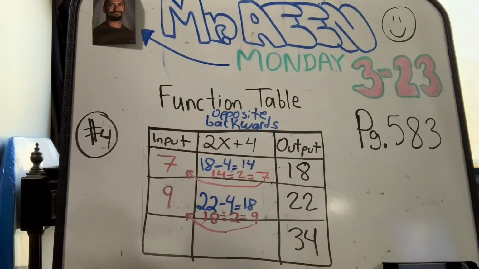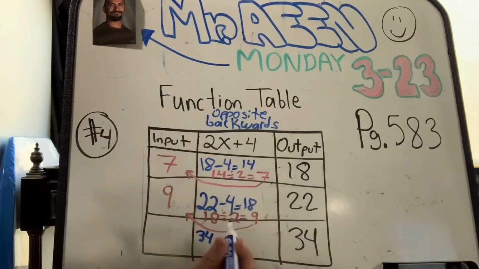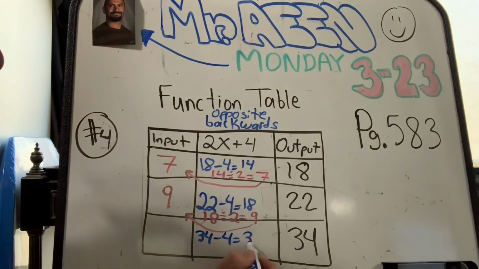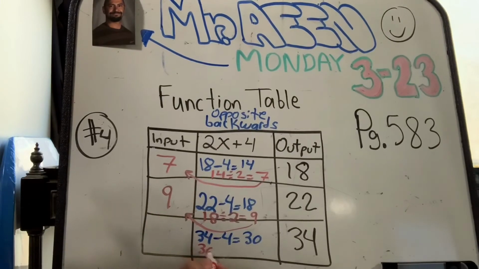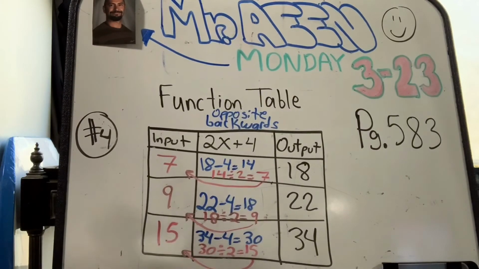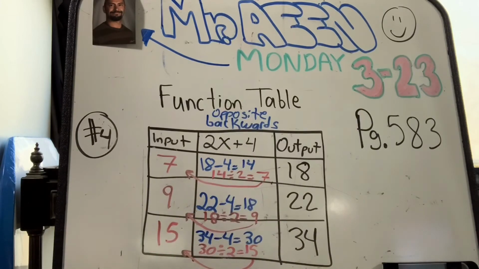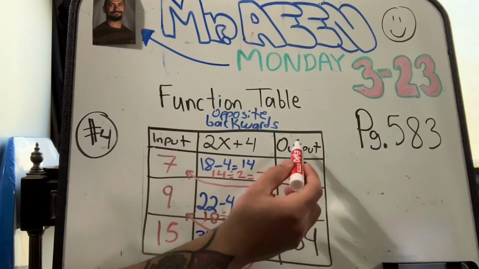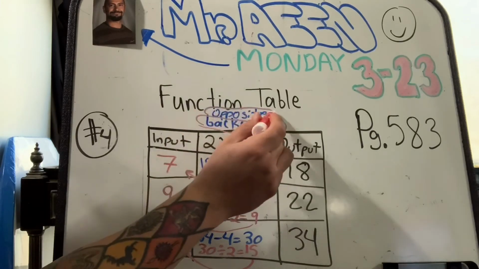Okay, last one. So we're going to take 34, run the expression backwards and opposite. So 34 minus 4, which is 30. And then instead of times 2, divided by 2. 30 divided by 2, which is 15. Put your answer right there and double check it. So 15 times 2, 30, plus 4, 34. You did it right. Okay, so just remember, when you get the output numbers first, you got to solve it backwards and opposite.